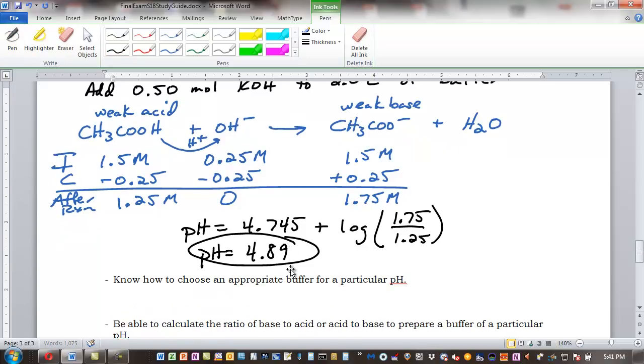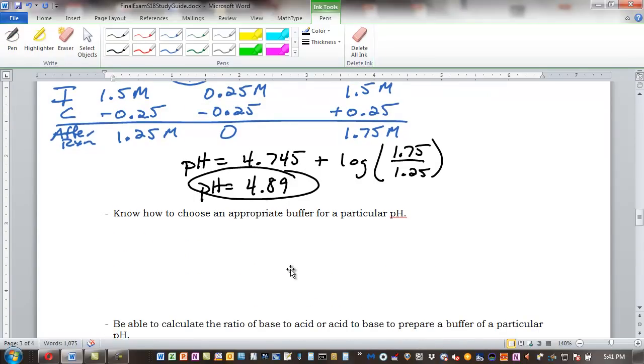All right. How do we choose an appropriate indicator for a particular pH? What do we look at? Yes, Jeremy? Yeah, that's a titration, so we'll get to that in a minute. But let me give you a couple of different choices. Well, I'll just give you two choices. So let's take the buffer that we just had.